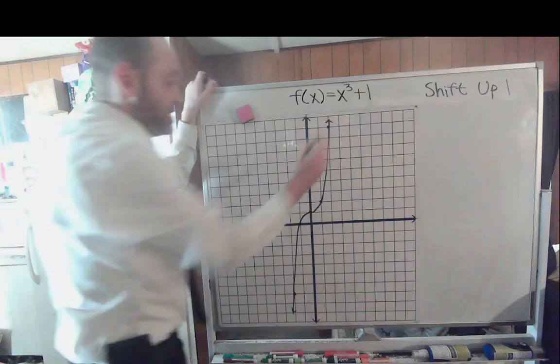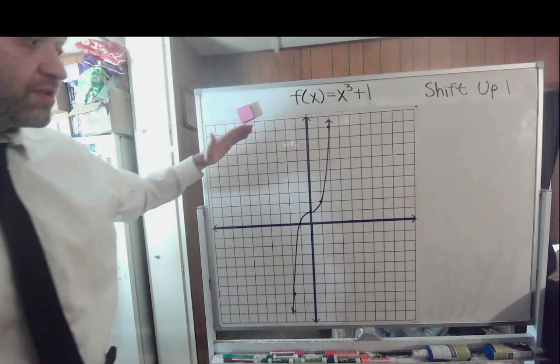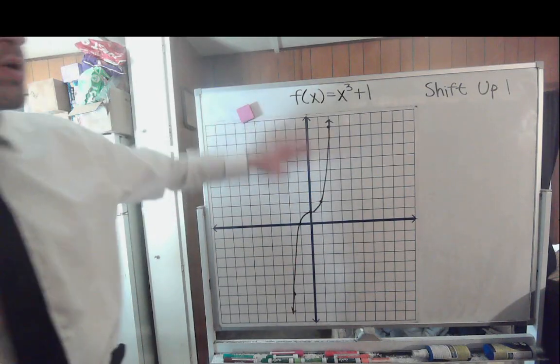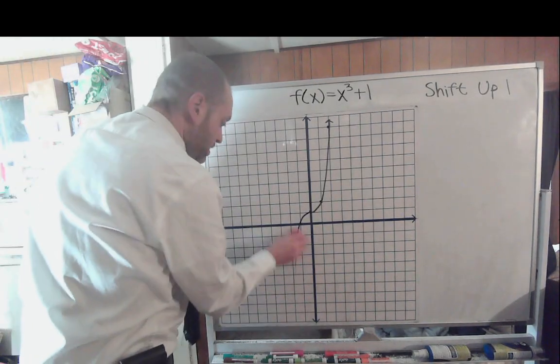And as you can see then, I've just taken the original graph of f of x equals x to the third, I've shifted everything upward 1 unit. That's all I've managed to do. Okay.